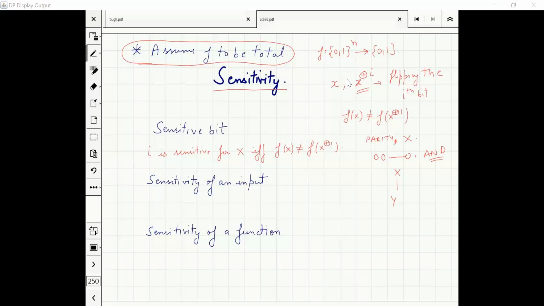And then by this argument, the sensitivity of an input, what should it be? What is your guess? The number of sensitive bits, right? That's a natural thing to define. So we see that s(f, x) could sometimes be 0, could sometimes be n, it could be anything, but it will obviously be between 0 and n. So how many x's are there for which the sensitivity is strictly more than 1, for the OR function?